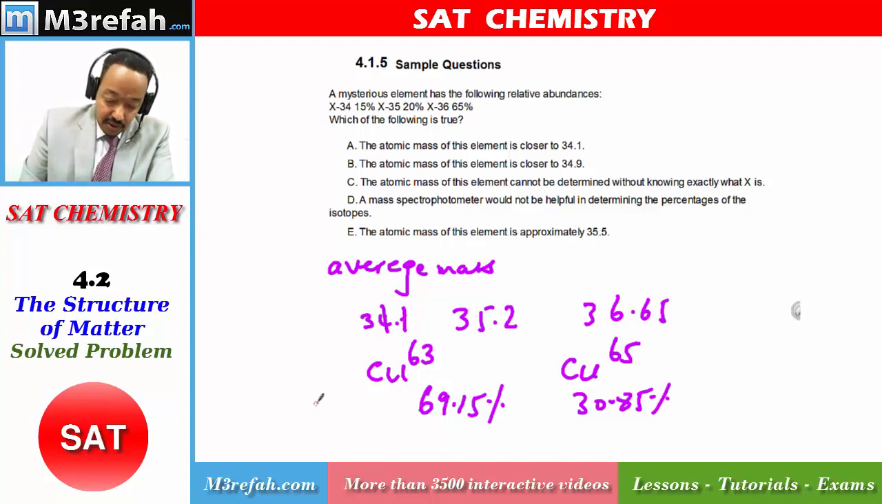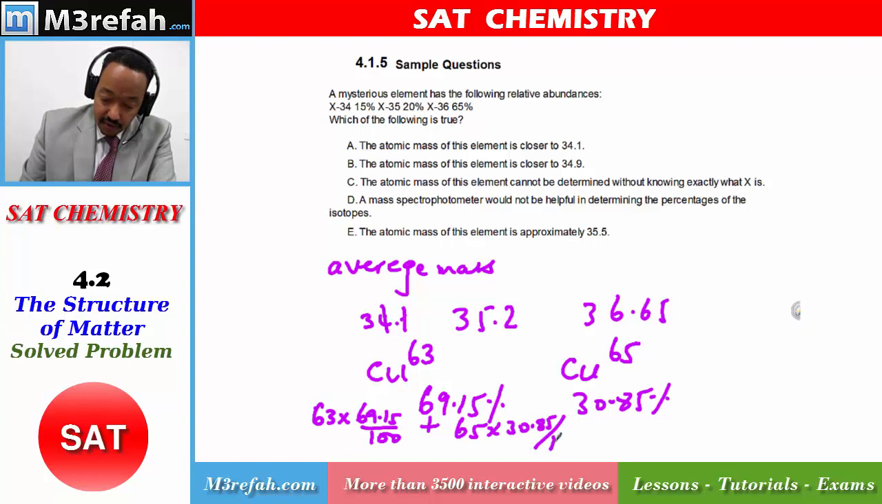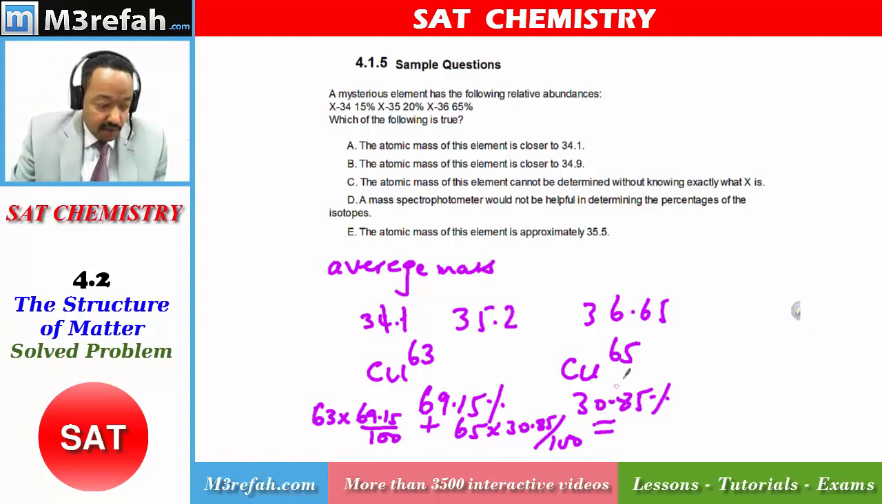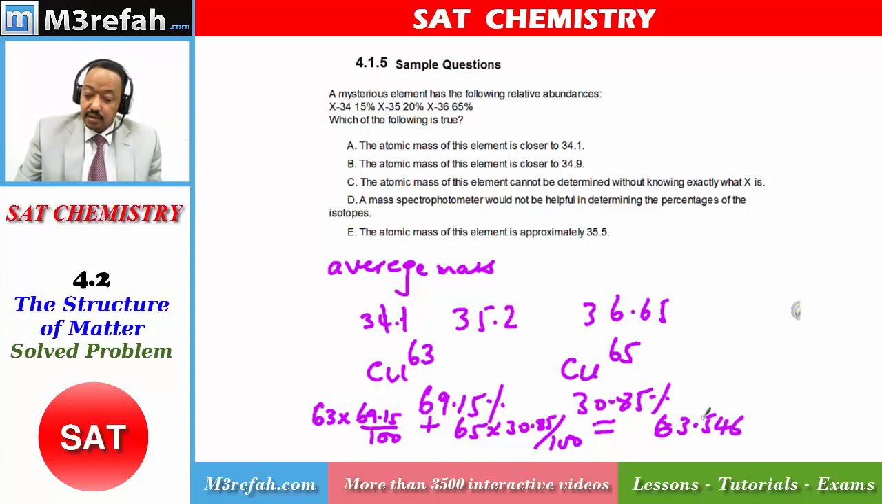Simply what you do, you just multiply 63 times 69.15%, which means out of 100, plus 65 times 30.85 over 100. So the summation of this will give us around 63.546. So this is the atomic mass you are going to see in the periodic table. So this is the weighted average.